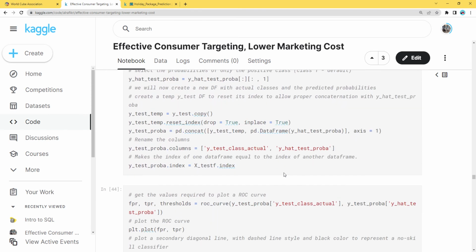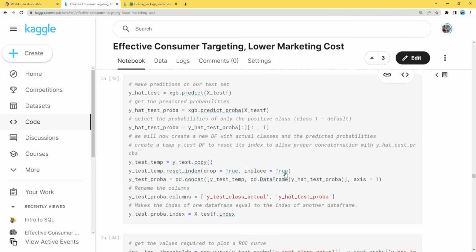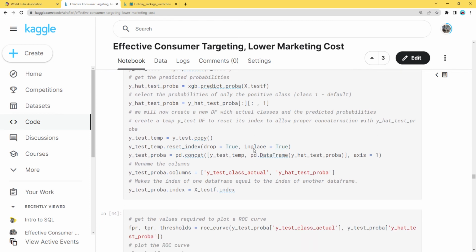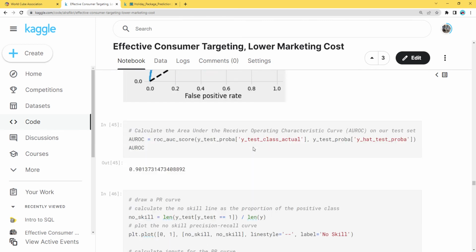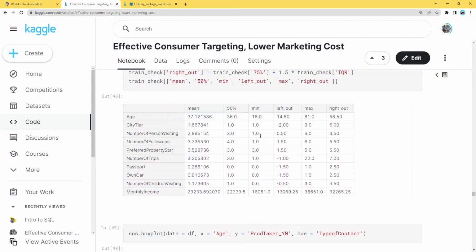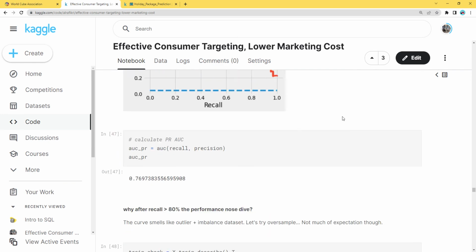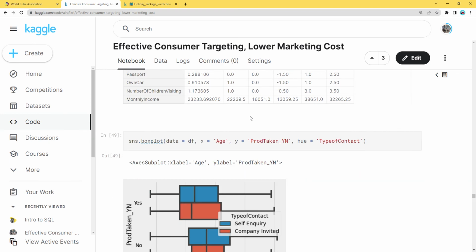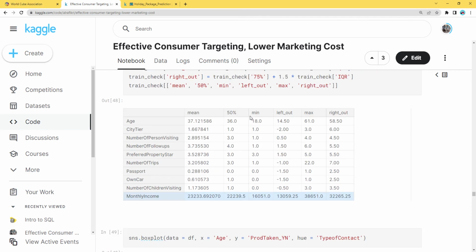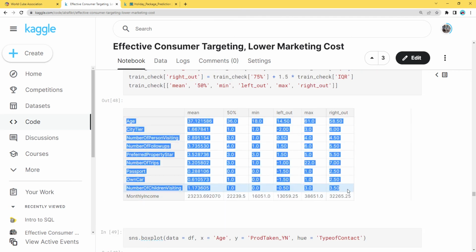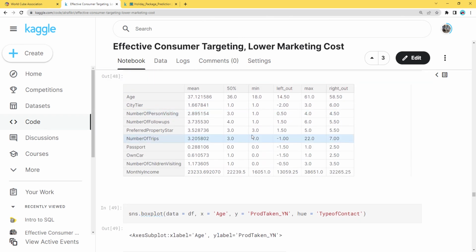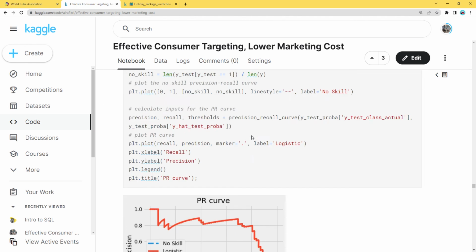In this column, because we have pretty unbalanced data, only 20% of the people actually buy the product, so it's a 1 to 4 ratio. In this next section, I tried to see if there are any outliers, but I think there is not really any significant outlier, etc.